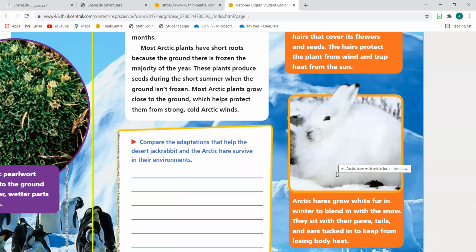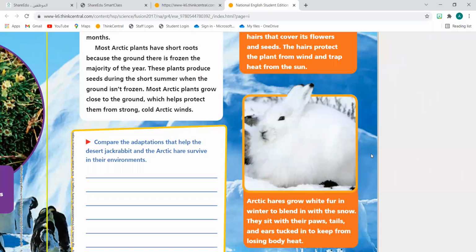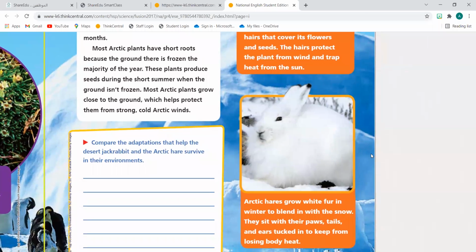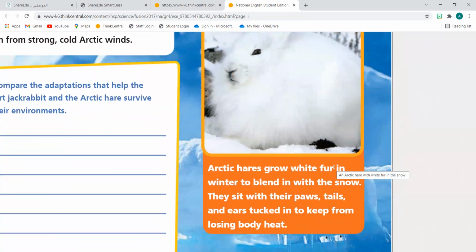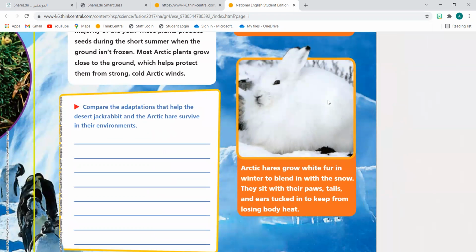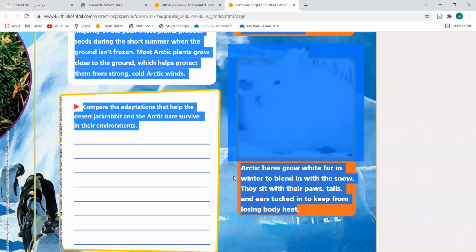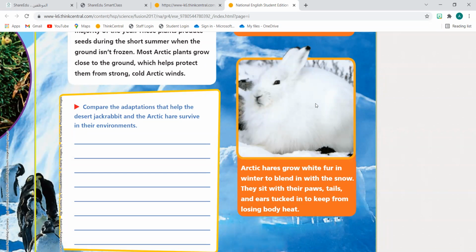This is a kind of rabbit. We call them arctic hares. Why do arctic hares live in the cold and snow and not in a grassland like a jackrabbit? Because they can hide from the predator. What do they have? They have white color, white fur, like snow. So arctic hares, what do they have? White fur. Fur keeps them warm in the snow.